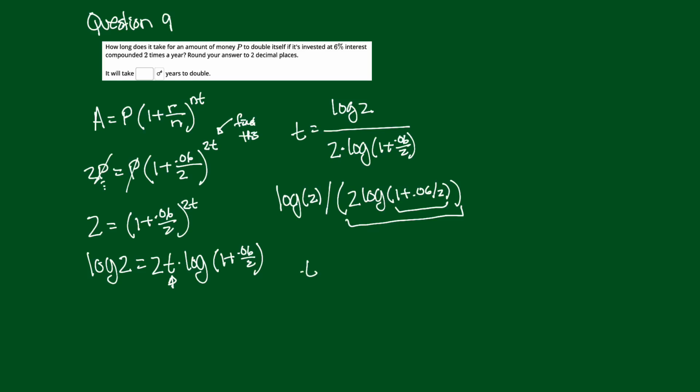All right, so I got this. I got t equals about 11.7, close enough. All right, about 11.72 years. So if you put any amount of money, doesn't matter how much it is, in some account at 6% and they compound semi-annually, right, twice a year, it'll take you almost 12 years to double that money.